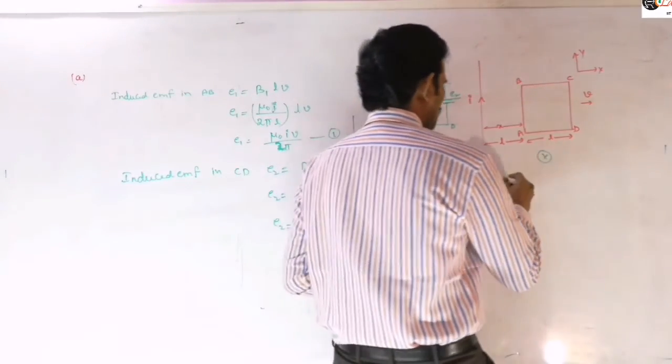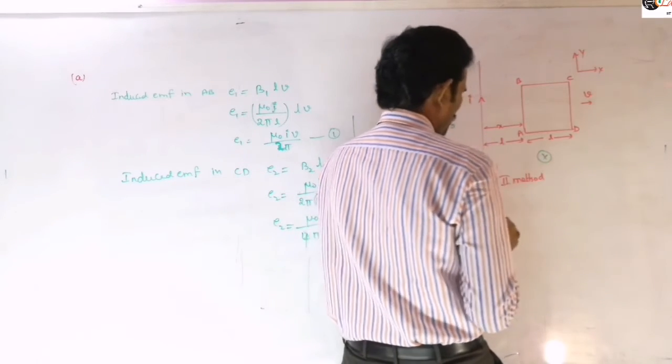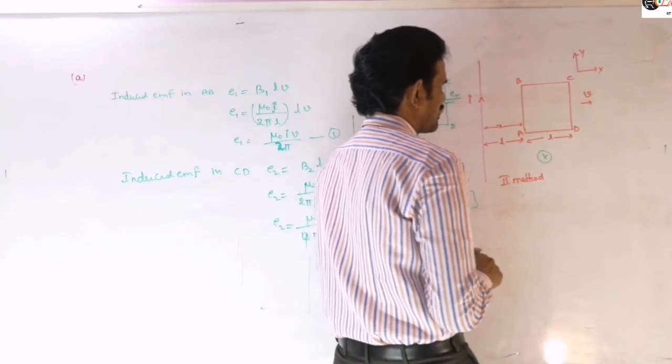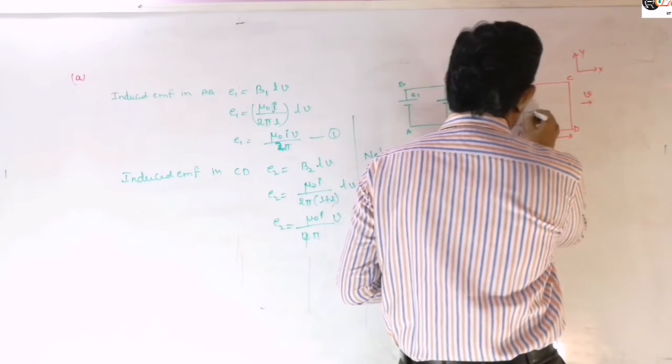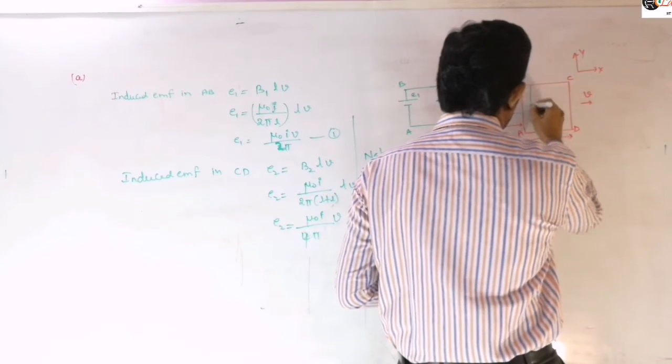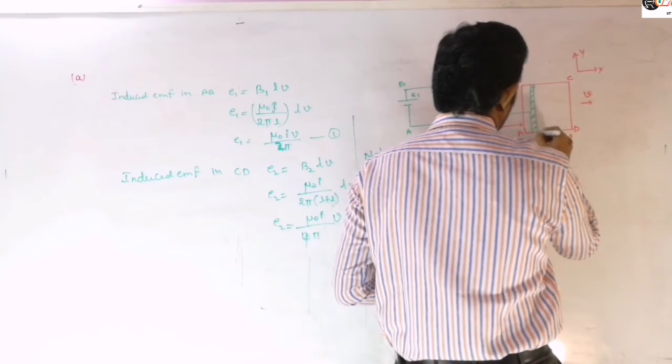The second method for the same case is this. Assume that at any instant this end is at a distance of X, and now we may consider an element at a distance of Y from this. Now let us write the flux passing through this small element here.